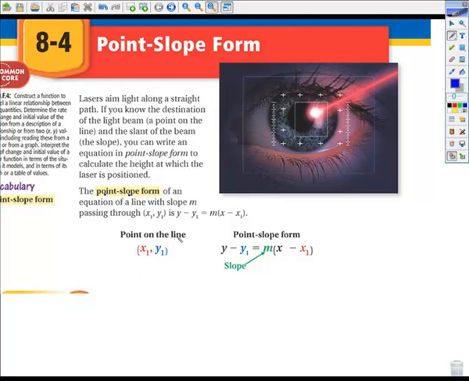Go ahead and uncover this first part. The point on the line we're going to call x1, y1. And uncover the second part. The actual form is y minus y1, that's right from here, equals the slope m times x minus the x1. So this y1 and this x1 are actually the numbers. The slope is a number, but x and y here are going to stay standard in the equation.